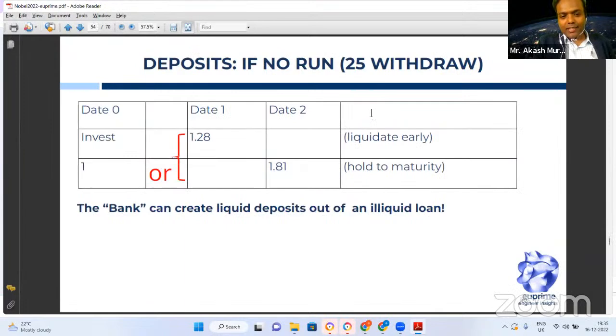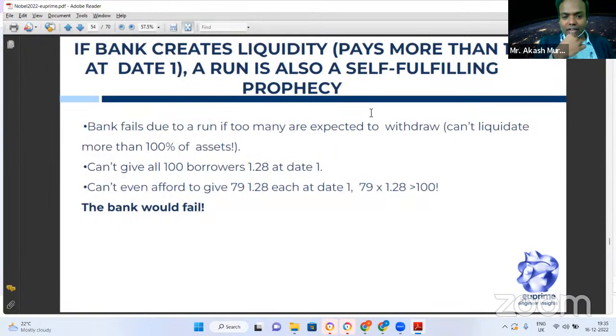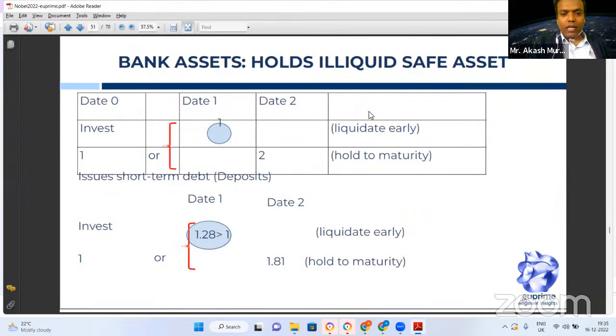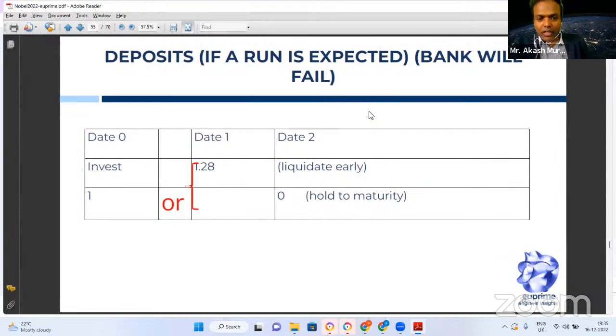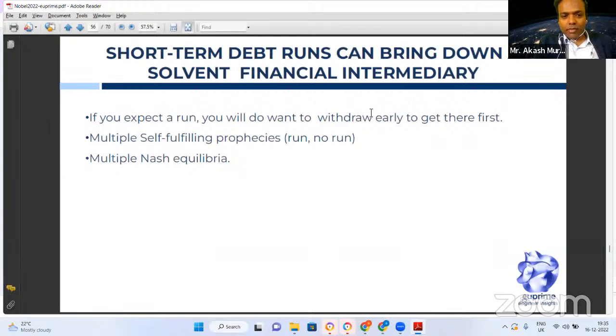And even if 79 people come and take their deposits back, the bank would still fail, even if the quality of the loans is very high, because you cannot afford 79 people coming in, let's say, in period one and taking their money back. That's the point that is getting made here. Okay, I'll explain this. And there are concepts like equilibria, comparative equilibria and Nash equilibria that I previously sort of explained.